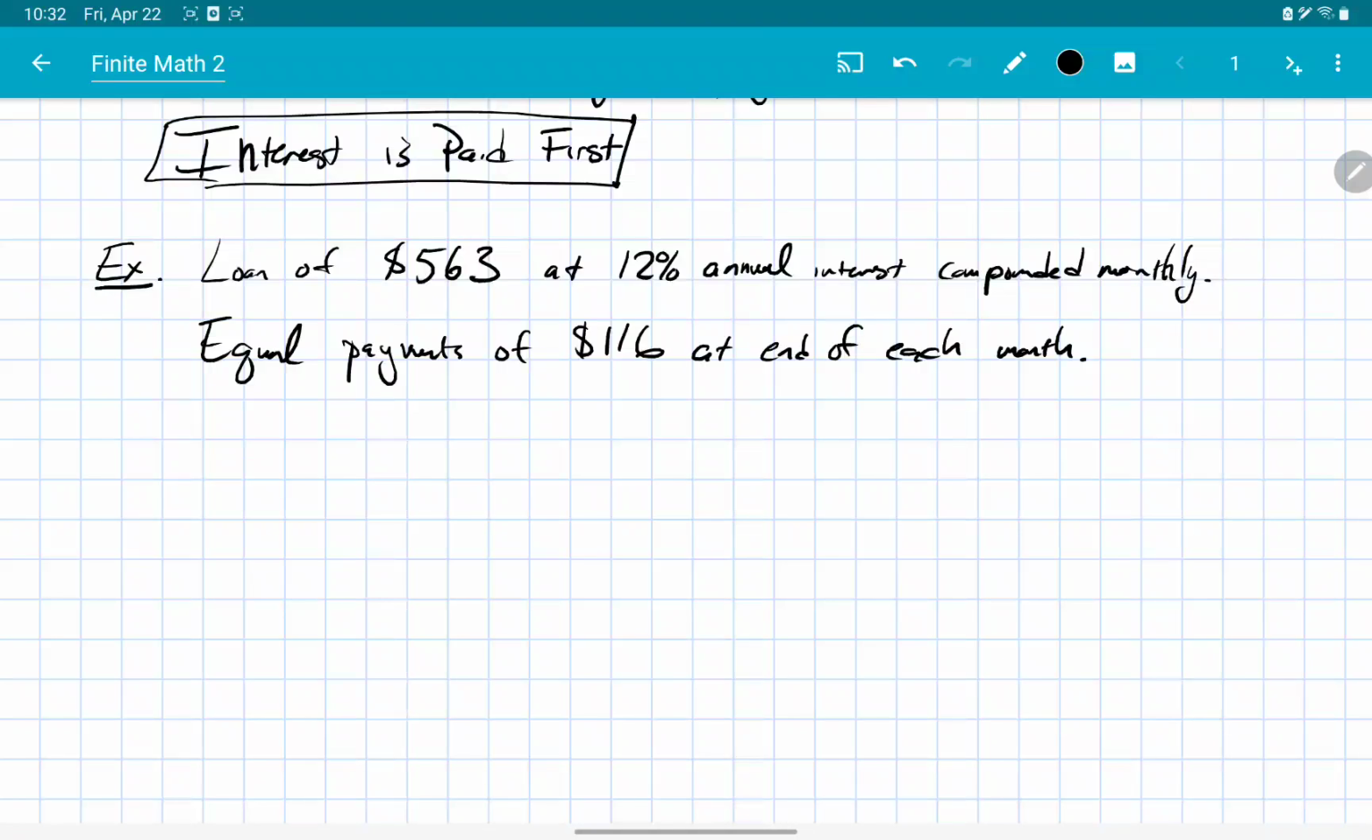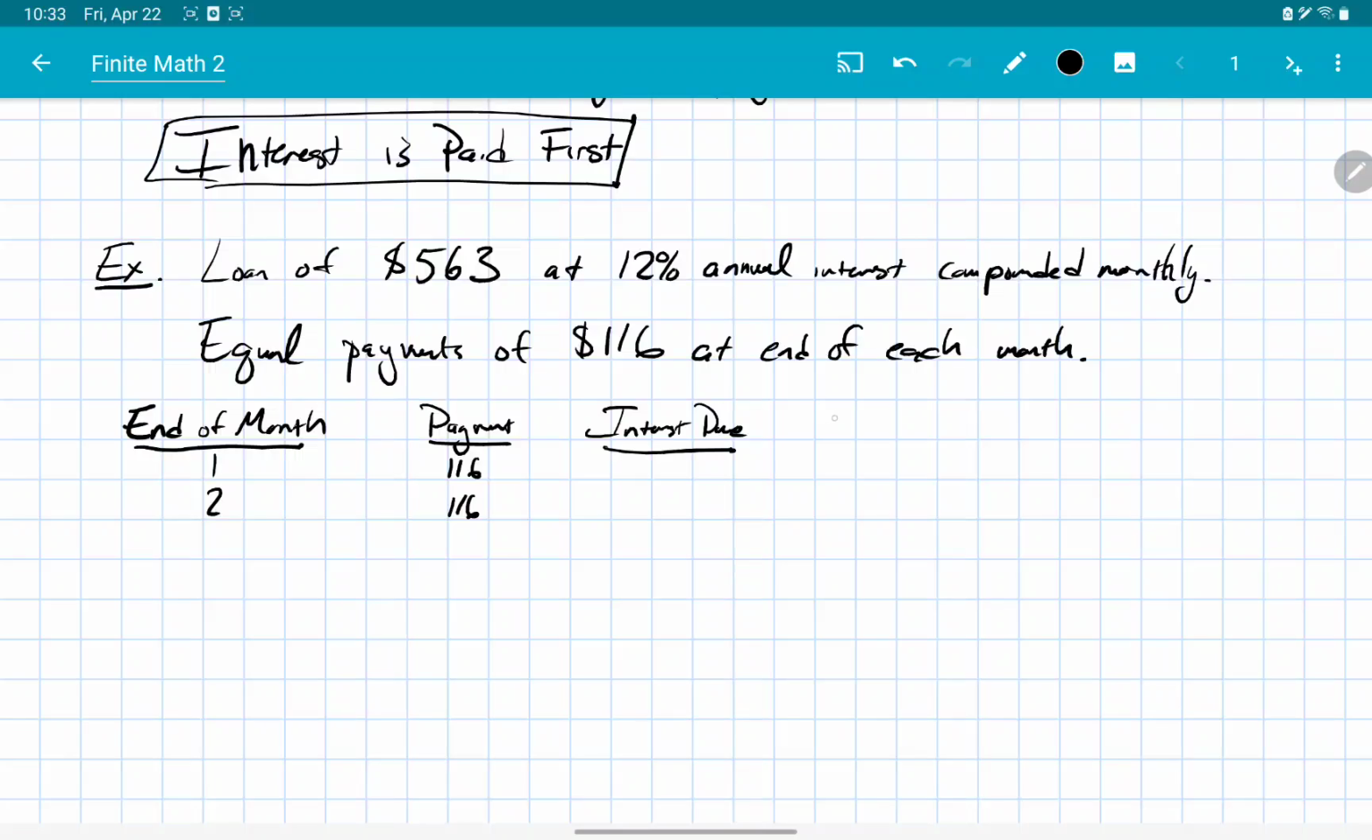I'm going to draw the table here that shows what's going on. I'm going to look at the end of month, and this is going to be a number, like 1, 2, etc. I'm going to look at the payment made, and this is going to be $116 for each month that we do this. I'm going to look at the interest due. I'm going to look at the amount applied to balance. And I'm going to look at the balance. So I'll give you a second to write all those columns, because that's going to take you guys a little bit.